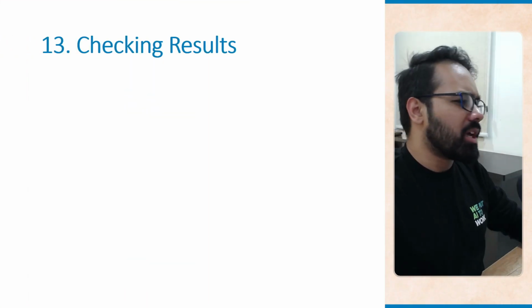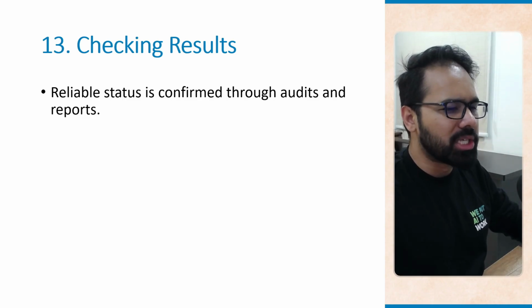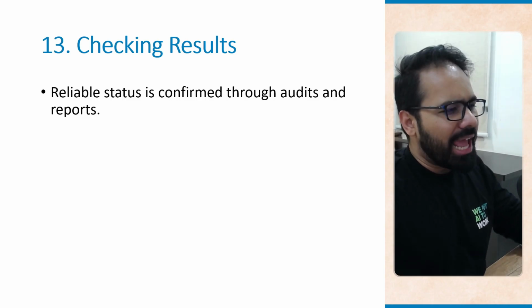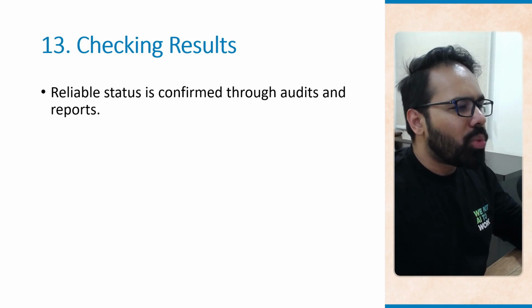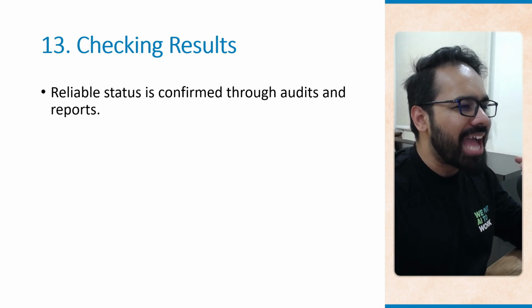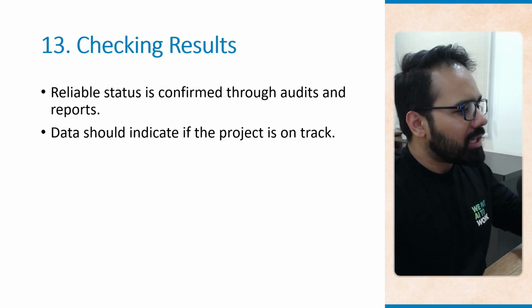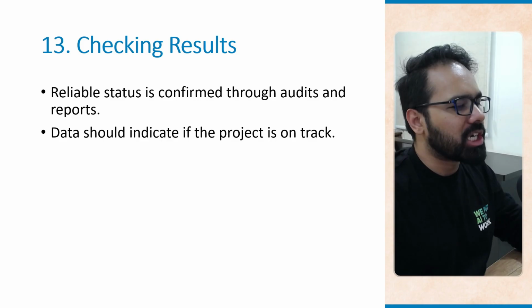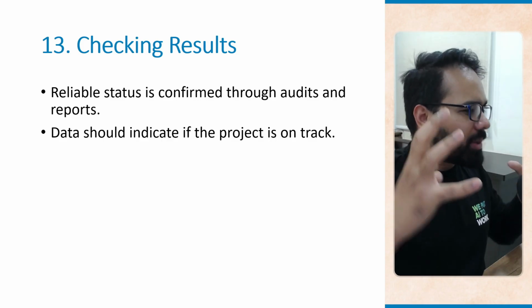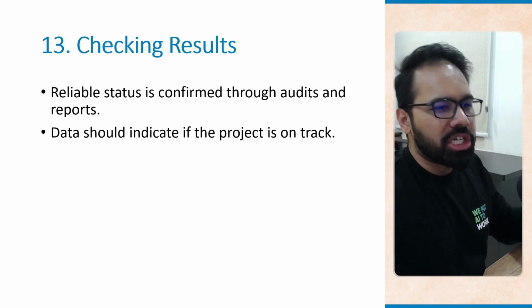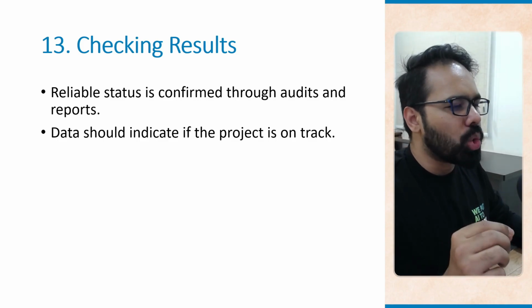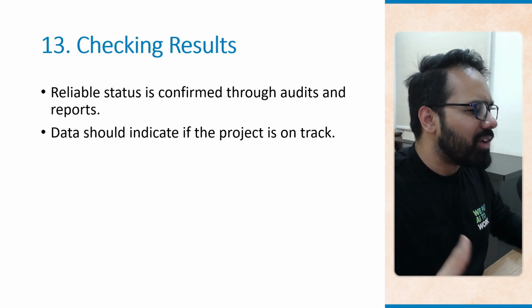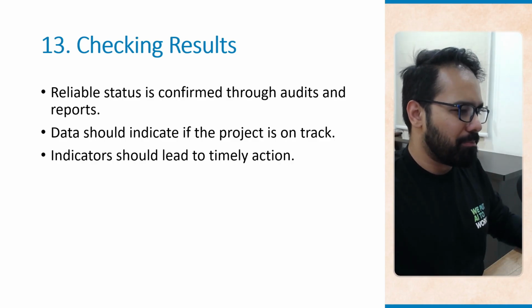Okay, let's check results. How do you check results while using the measurement performance domain? Reliable status is confirmed through audits and reports. As an example, weekly audit checks could verify whether testing logs match the reported progress. Data should indicate if the project is on track. So if the website traffic goals are falling short, you're not getting enough traffic on the website, it shows the project may not be delivering the expected business impacts.